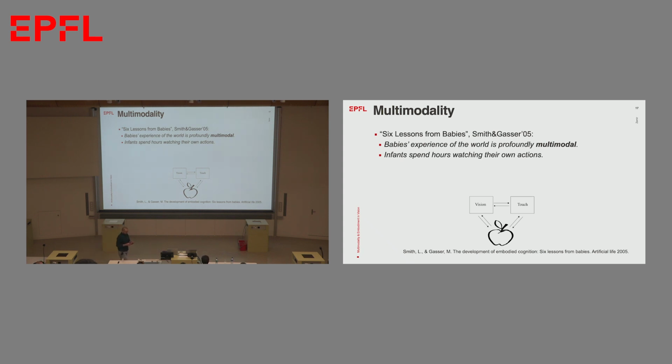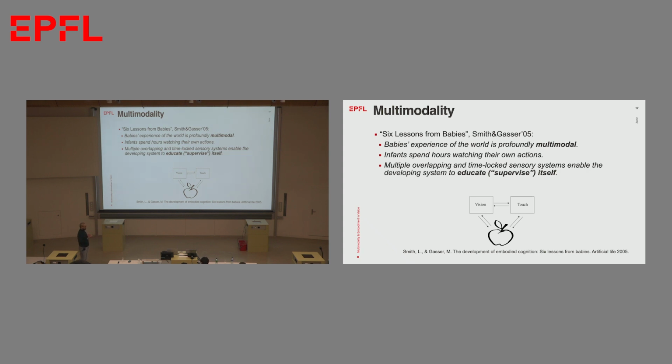And the first lesson is basically multimodality. I think there are multiple senses, and there are more specific things that can be done. Let's say you have an apple: you can see it, so that's one sensing point. You can touch it, that's another sensing point.